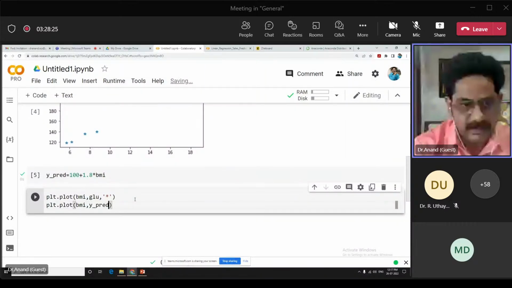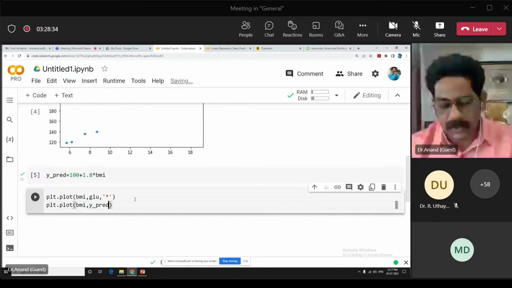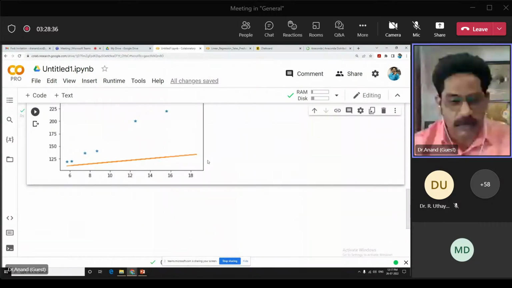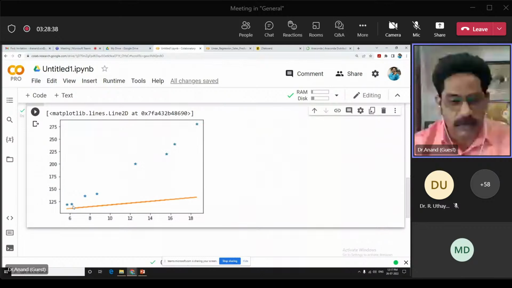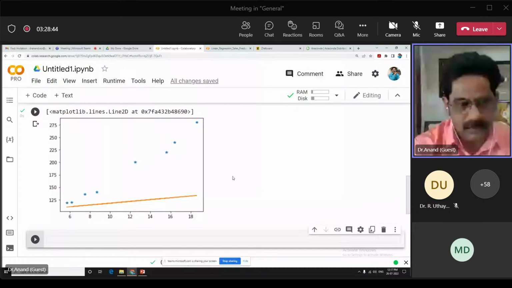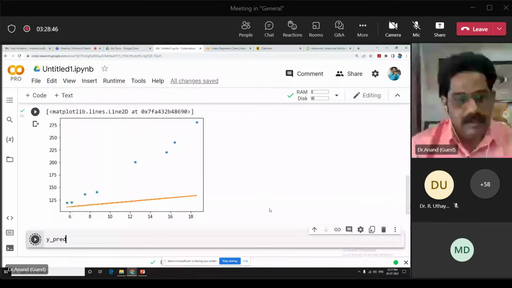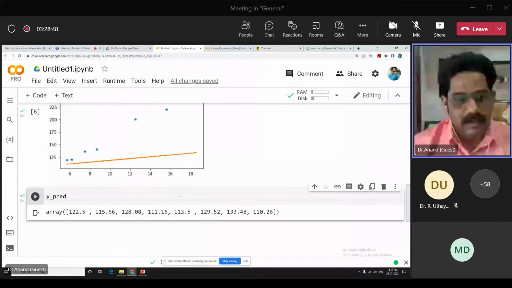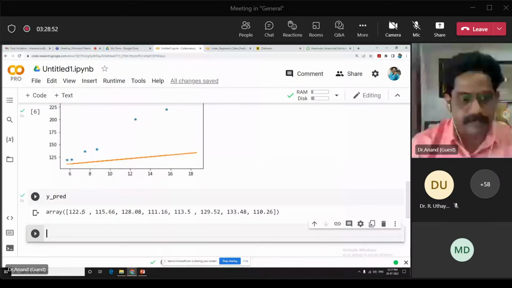See here, this second line I'm going to draw as a line plot. Since I have passed the symbol, it is being plotted as a scatter plot. Can you see, for the randomly selected slope and intercept, it is a very badly fit line. Now I would like to see how my model predicts the glucose value. These are the predicted glucose. What are the actual glucose? Actual glucose is available in GLU, right?